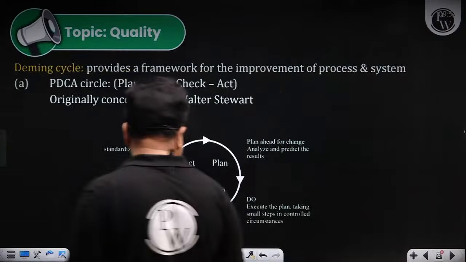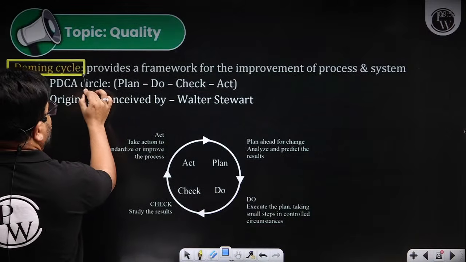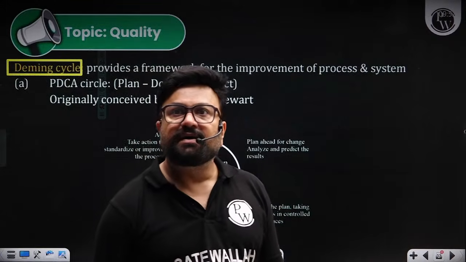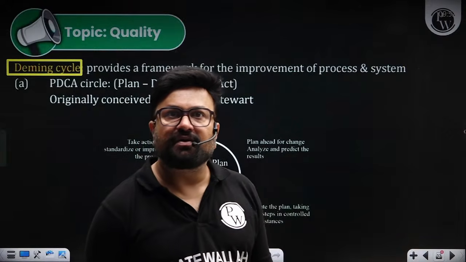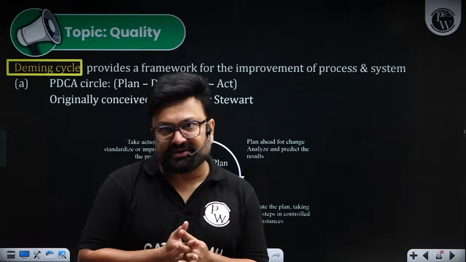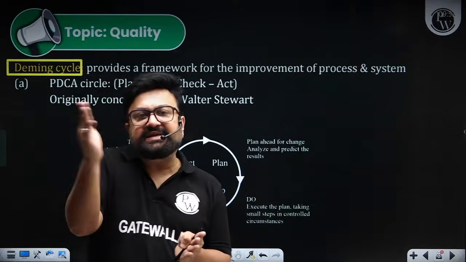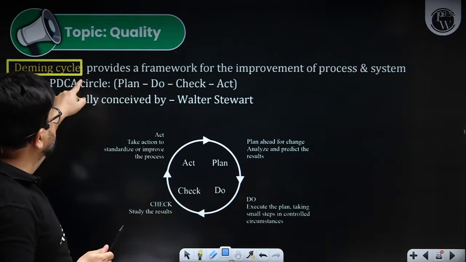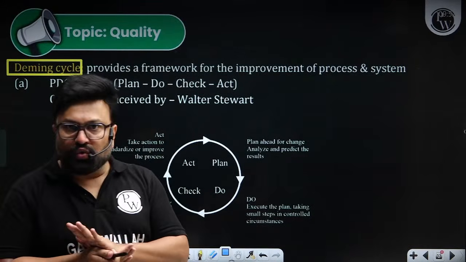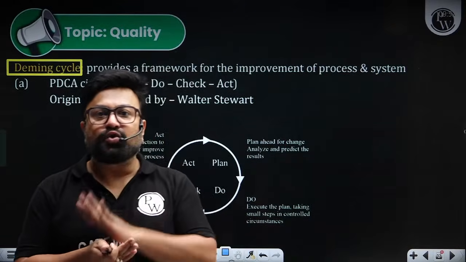Now, what is the Deming cycle? As you can see, this is important. The Deming cycle provides a framework for the improvement of process and system. The Deming cycle is defined by PDCA. What does P stand for? Plan. D stands for do, C stands for check, A stands for act. That is plan, do, check, act.